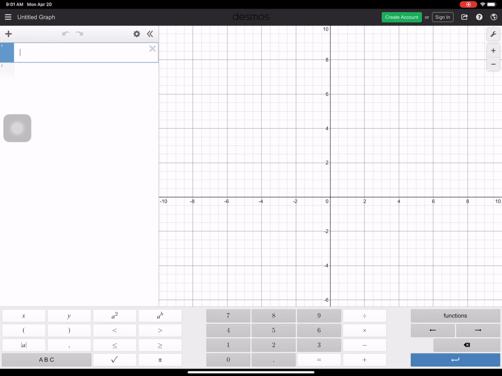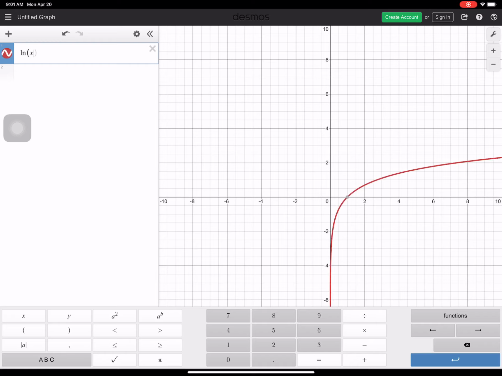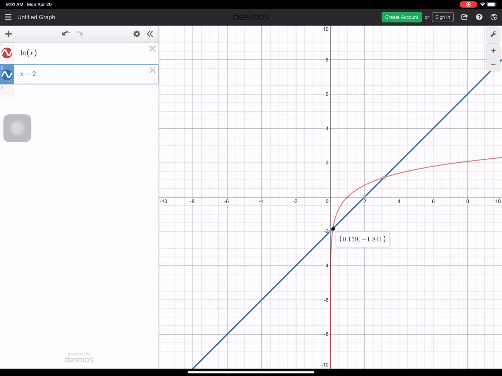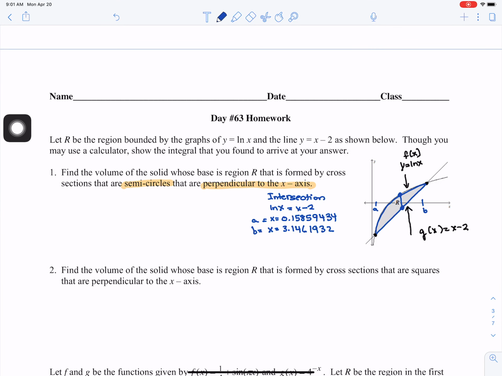We can go to Desmos and quickly make sure. You can download it as an app. Functions: ln of x and x minus 2. Again, Desmos says 0.159 and 3.146, but our graphing calculators are a bit more accurate. So there's my A and B value.